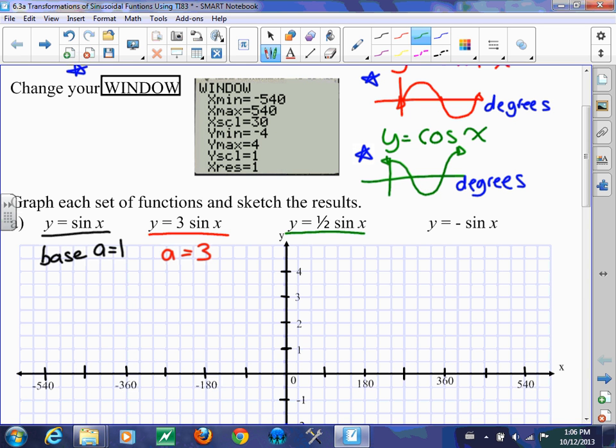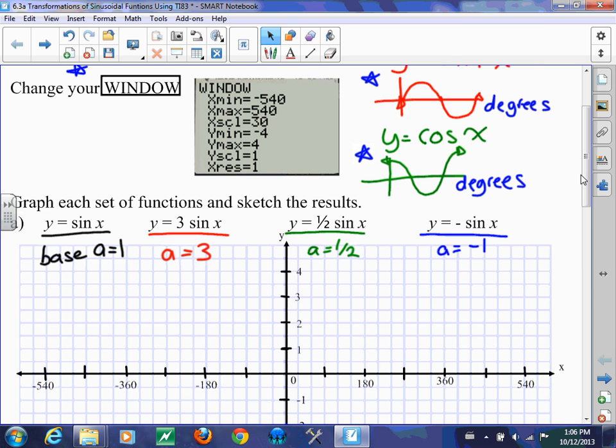Anyway, looking at our third equation, A equals 1/2. And at our last one, please be careful here. You've got a negative sine x. So what does that mean? That means A equals -1. So now we're going to graph these.